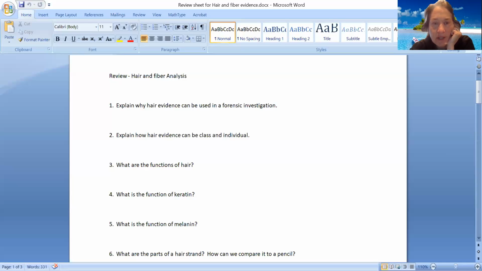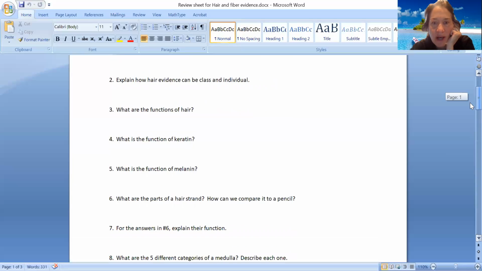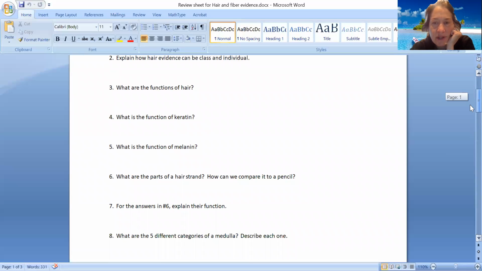Next question, what are the parts of the hair strand? We have the shaft and the follicle. How can we compare it to a pencil? Here we go. The medulla is compared to the lead part. The cortex is the wood part, and the cuticle is the outside paint.